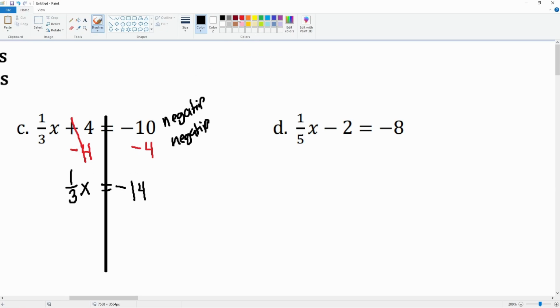How do we get rid of this divide by 3? Well, we have a divide by 3, so we're going to multiply by its reciprocal, which is just 3 over 1. Okay? This cancels, 3 over 3 cancels, leaving you with an x on the left hand side. On the right hand side, you have negative 14 times 3. This will get you negative 42 as the answer.